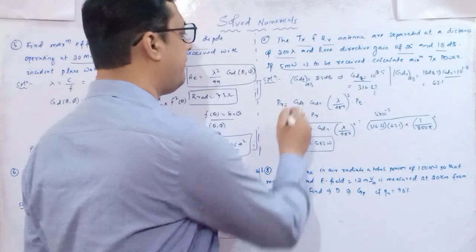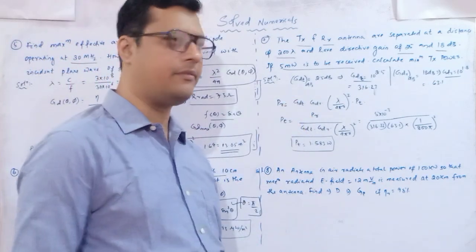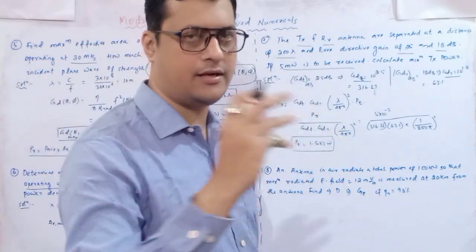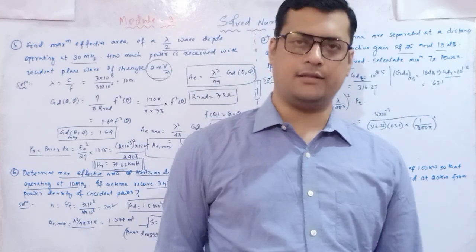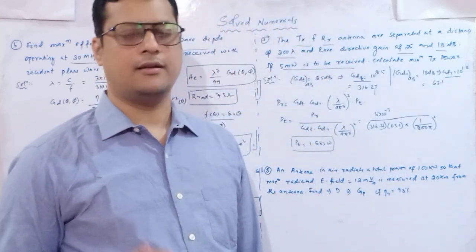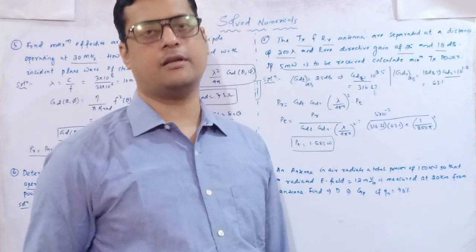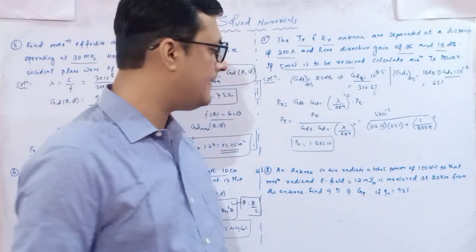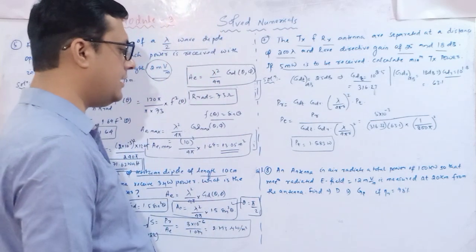This is called our Friis equation. Whenever this sort of question is given, with transmitting antenna and receiving antenna separated at a certain distance, directive gains given, and wavelength also given, you can easily find out either the transmitted power or the received power. Okay, so next, one more question we will see.